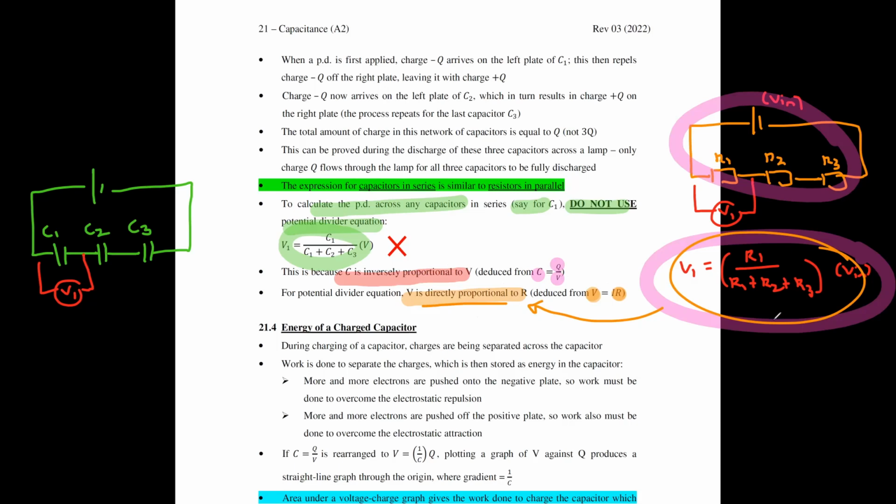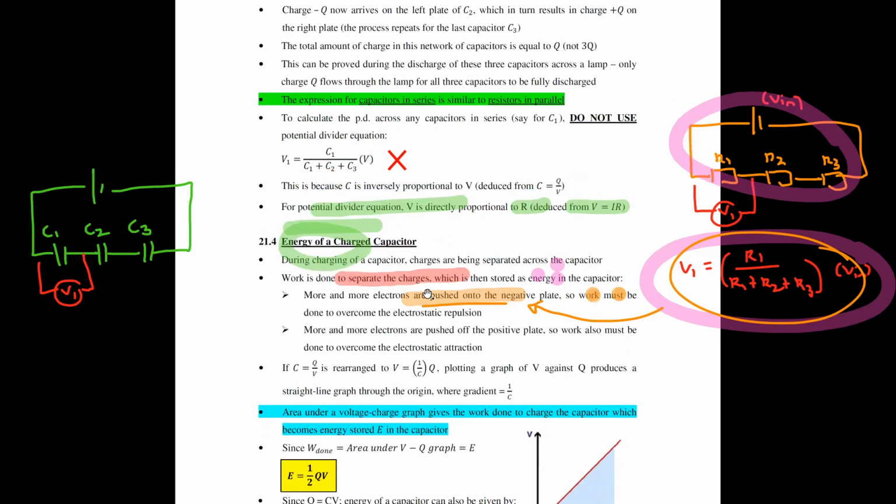If you remember, the derivation of the potential divider equation is based on this assumption. So you cannot use it for a capacitor, because that same assumption does not apply, since it's an inverse relation here. It's not a direct relation. So just bear that in mind.